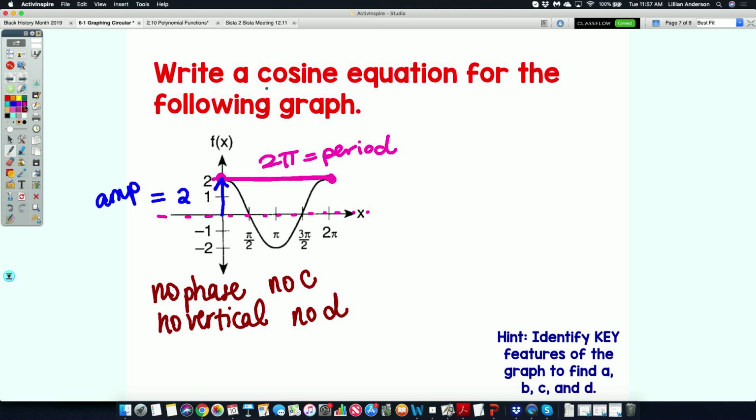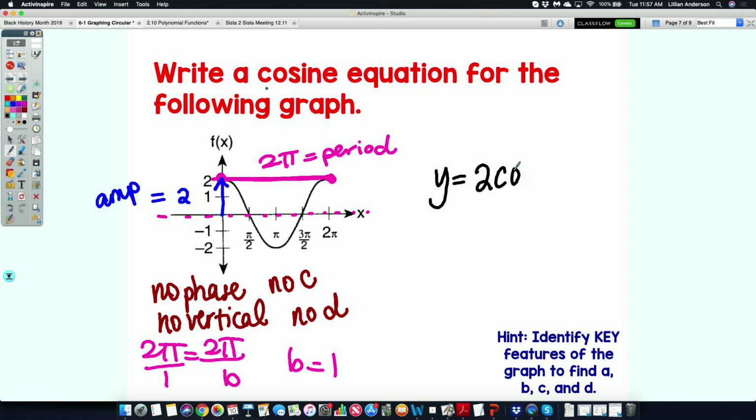Let's find B. Since the period is 2 pi, I'm going to set that equal to 2 pi over B. Same thing as saying 2 pi over 1. What's B? 1. And I already know my amplitude is 2, and it wasn't reflected over any axes or anything like that. So my A is going to be 2. So I have everything I need. Y equals 2 cosine x.